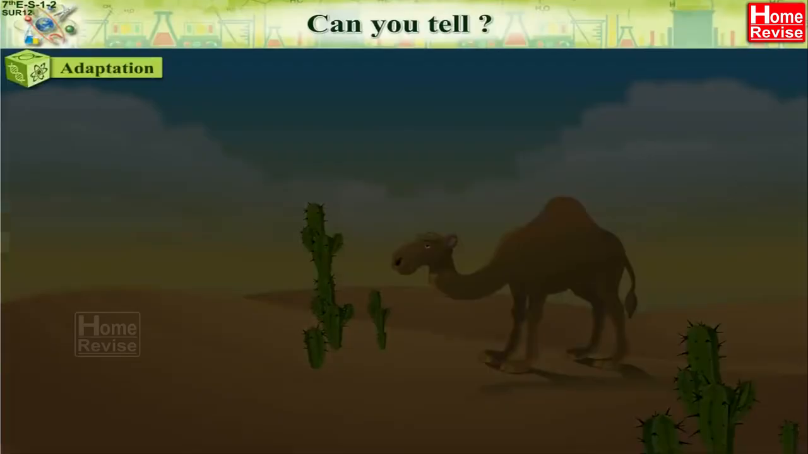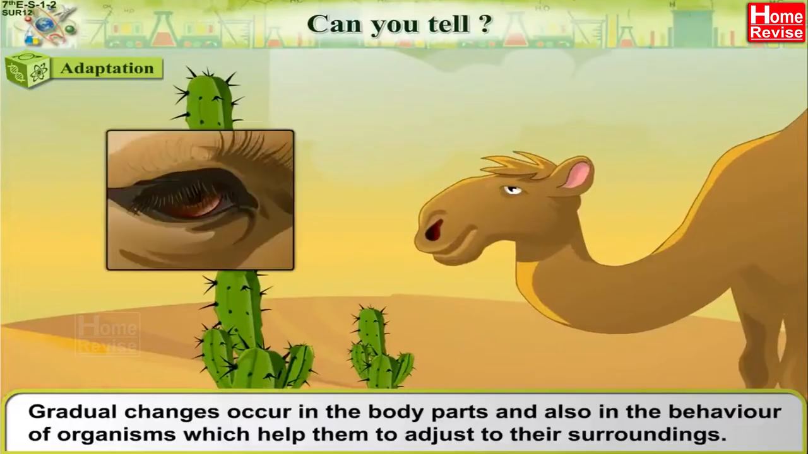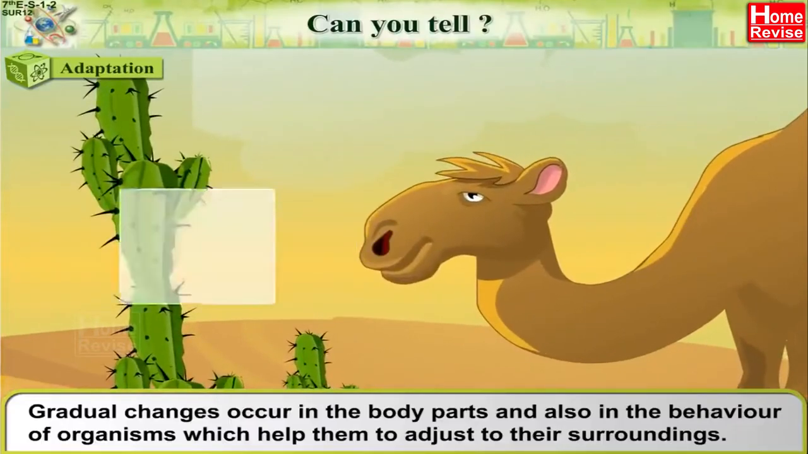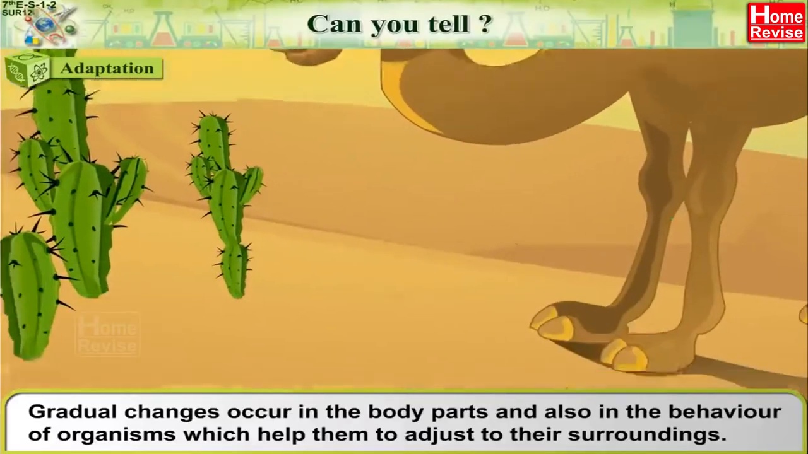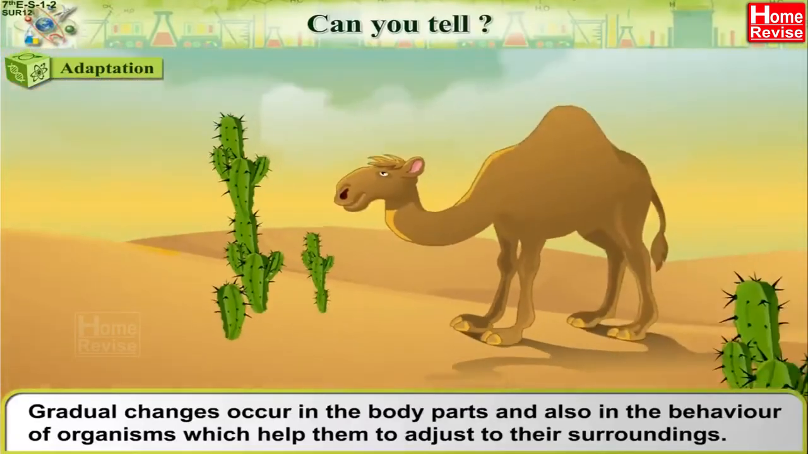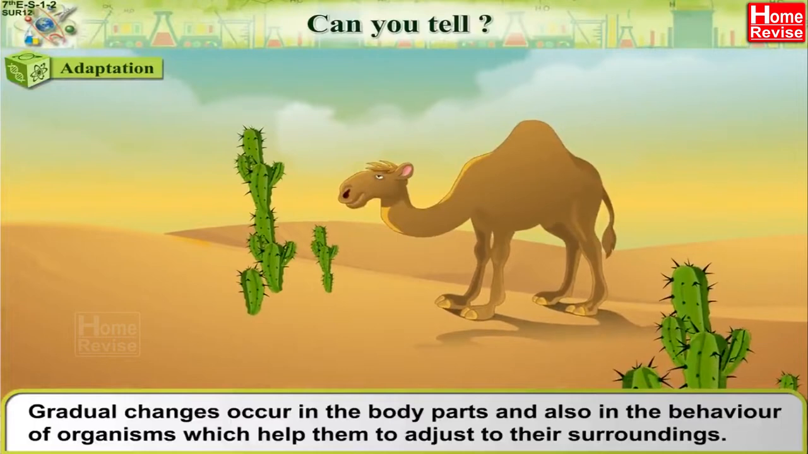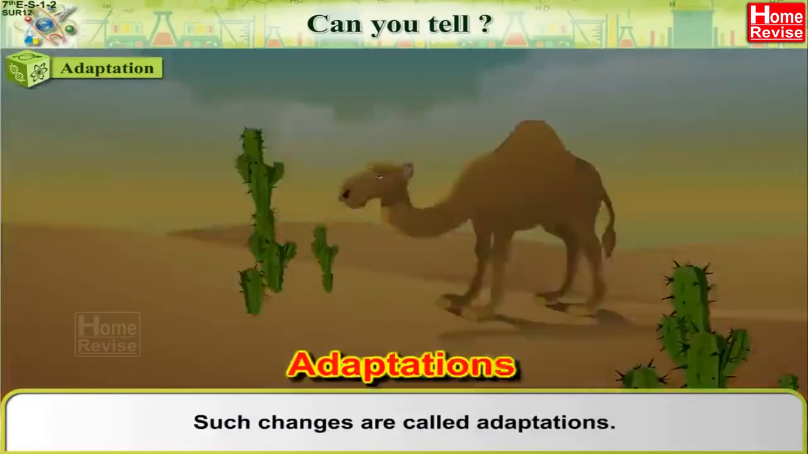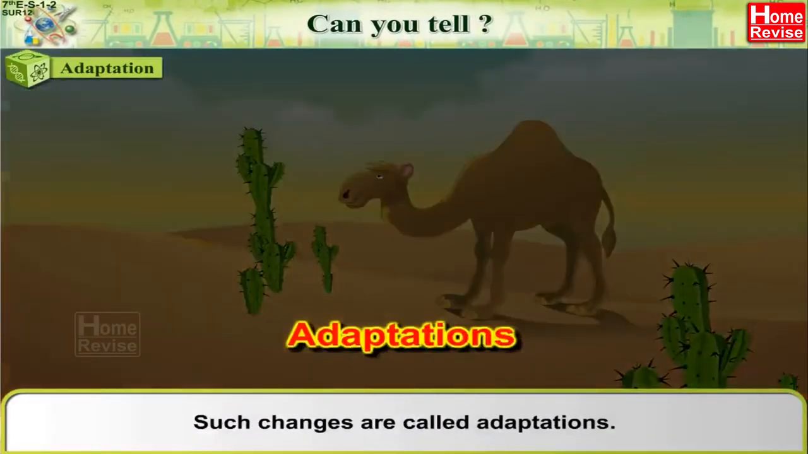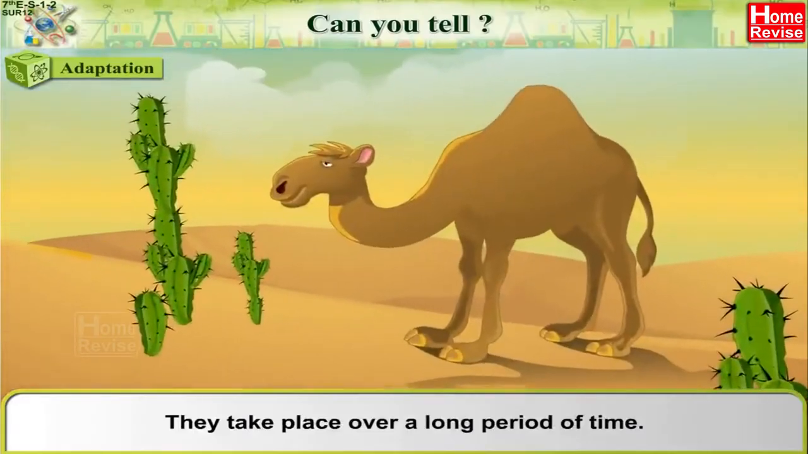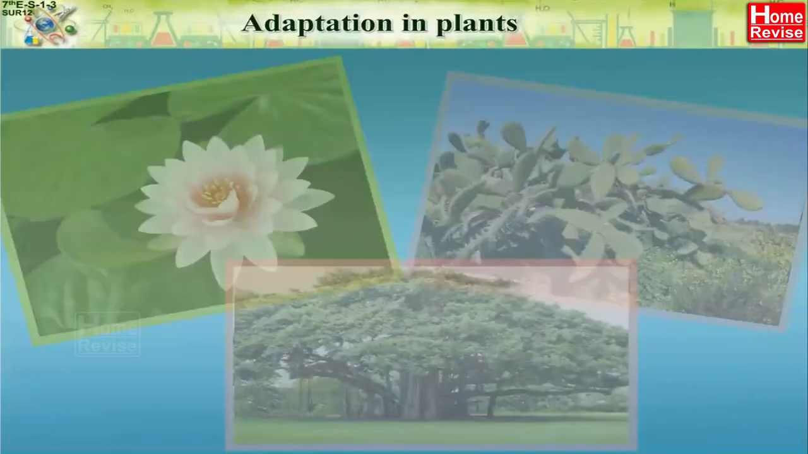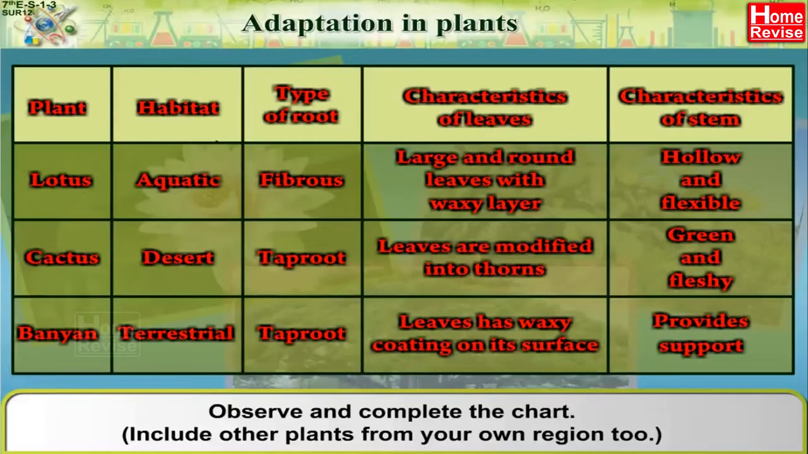Adaptation. Gradual changes occur in the body parts and also in the behavior of organisms, which help them to adjust to their surroundings. Such changes are called adaptations. They take place over a long period of time. Adaptation in plants. Observe and complete the chart. Include other plants from your own region too.